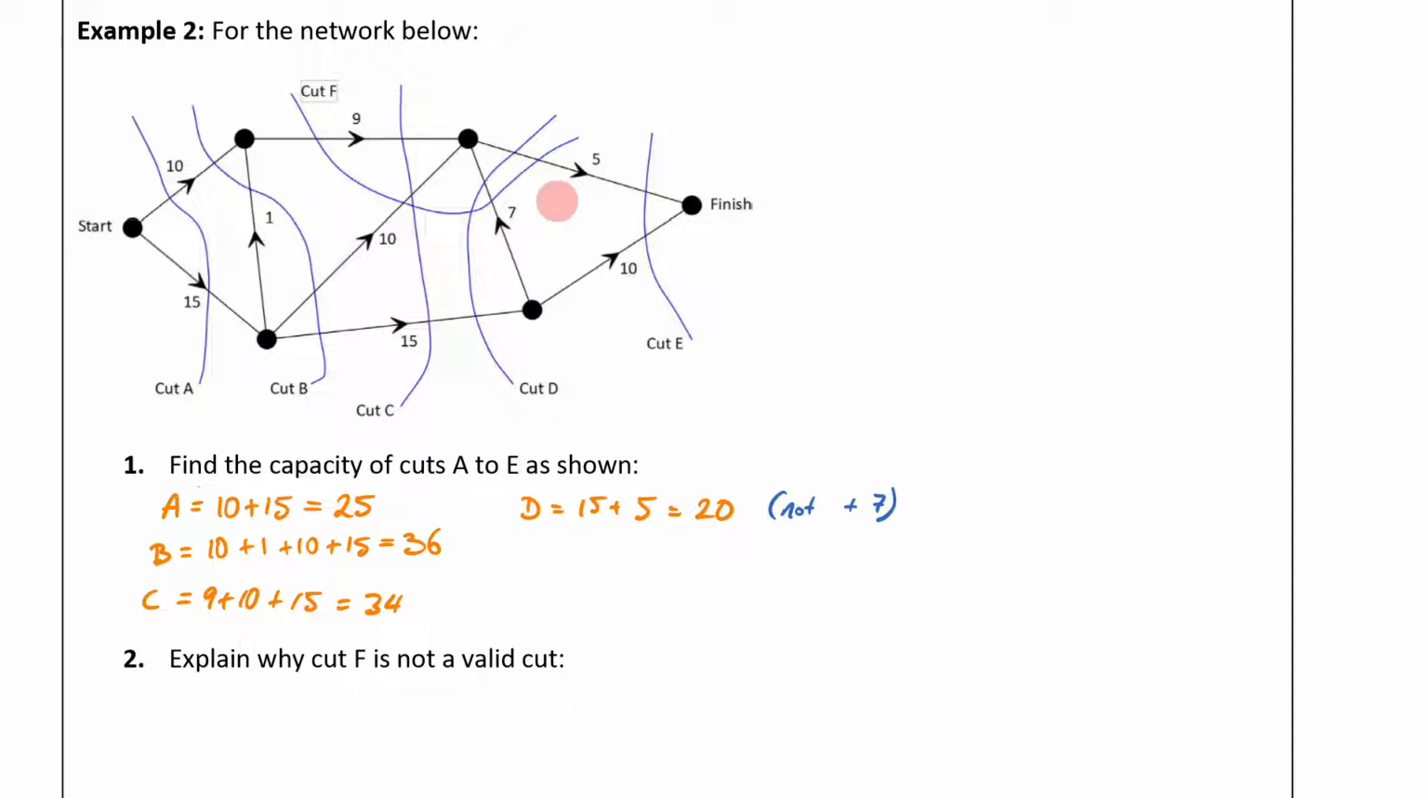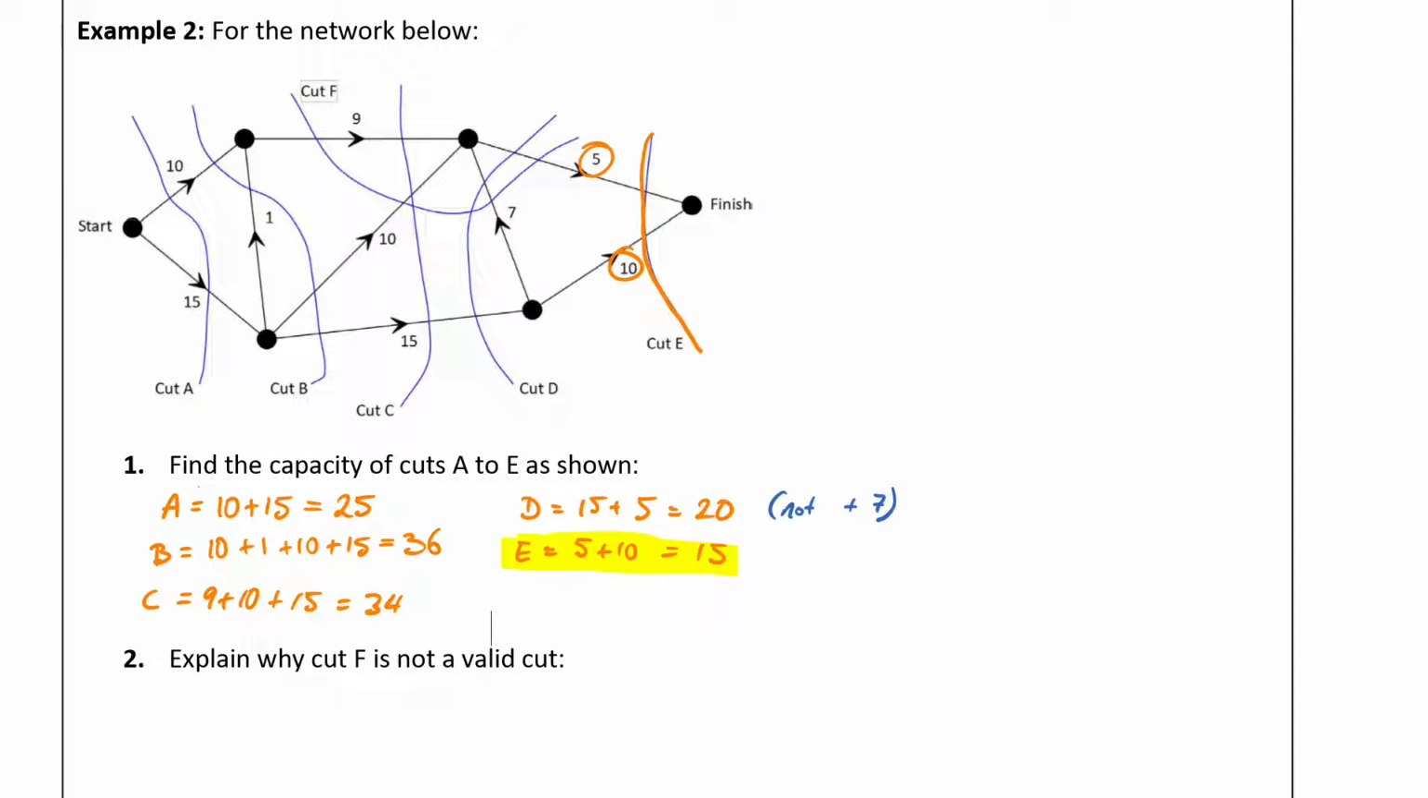All right. And then for cut E here, A, B, C, D, E, we're going to come here, which is going to be 5 plus 10. That's going to be equal to 15. If we now were to figure out what our minimum cut is going to be, hopefully you could see that it's going to be E, but the question actually doesn't ask me to find that, so we're fine.